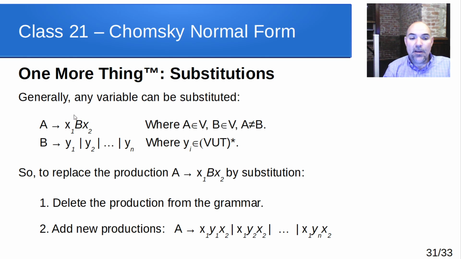But we need every combination. So if we have Y, we're going to have X1 followed by Y1 plugged in for B, because that's one of the things B could have done. And then X2, and then X1 with the second thing that B could have done, Y2, X2, and so forth, all the way through all of them up to Yn. So X1, Yn, X2. So we could always do that substitution like that, no matter what variable it is in any production on the right-hand side. And that's going to be useful to us later on for manipulating things.